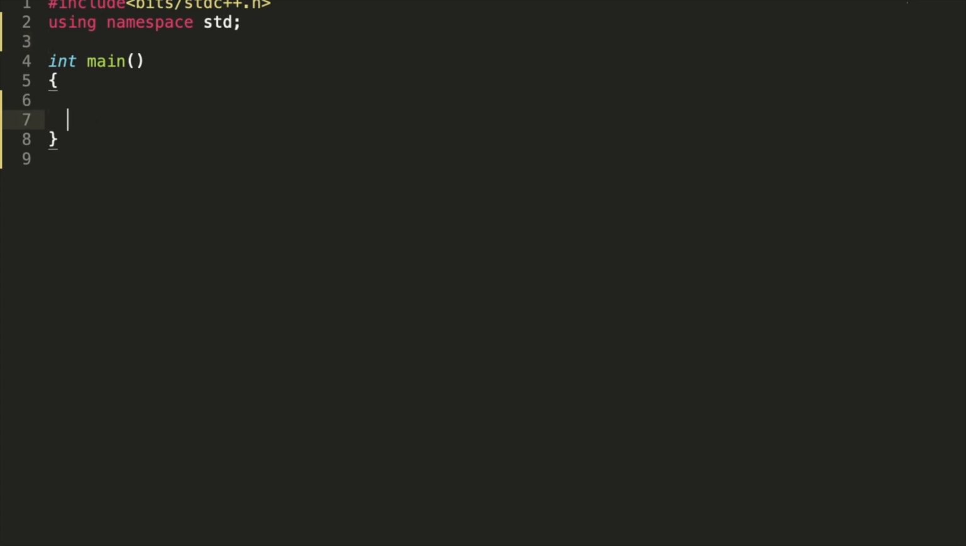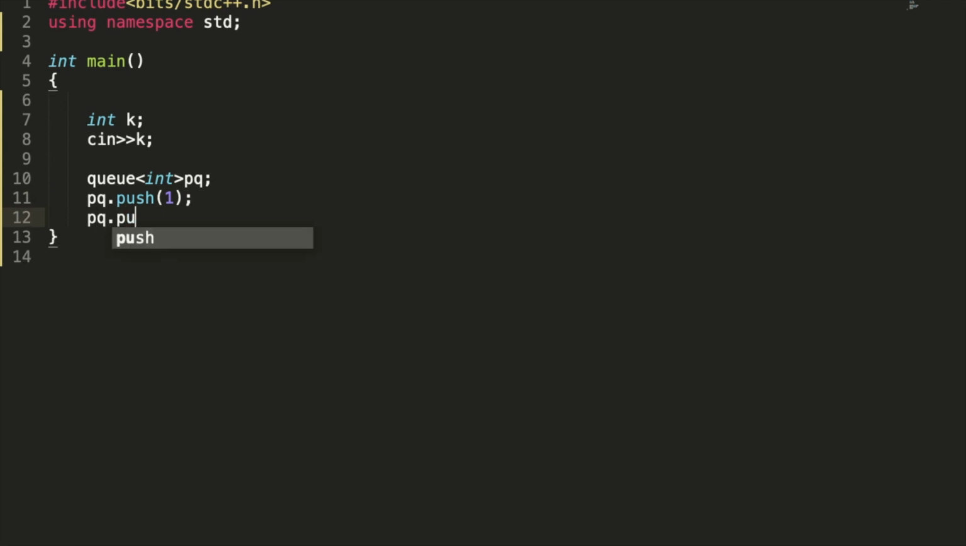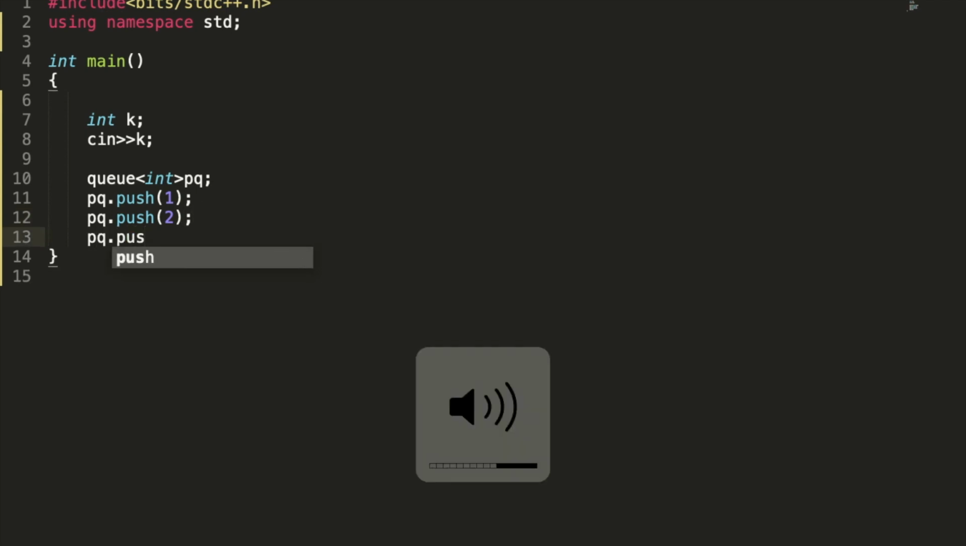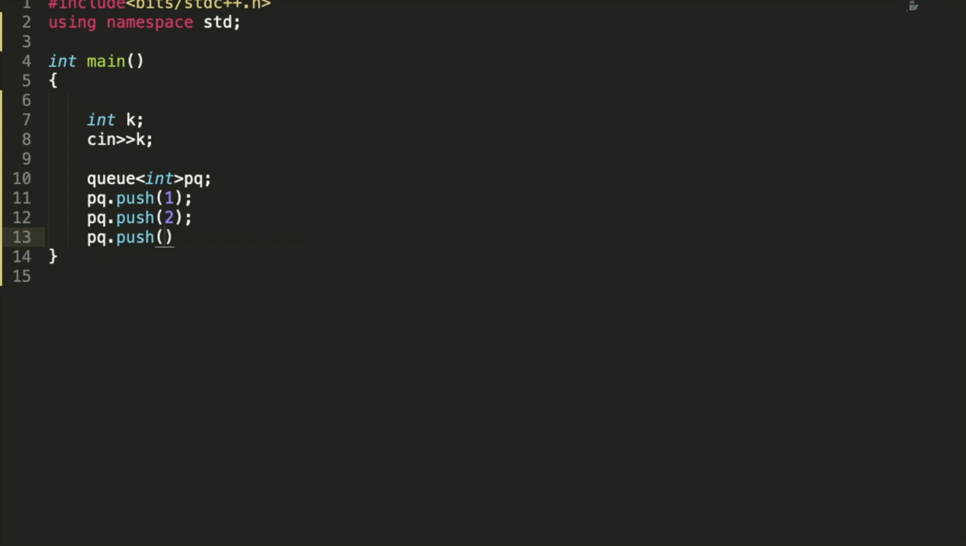Okay, so we have input. What we can do is we have input k, cin k. In the beginning we will be having three numbers in the queue, and those three numbers will be 1, 2 and 3. pq dot push 1, pq dot push 2, pq dot push 3. So what we have to do is, if k is less than or equal to 3, then we have to print that number only. Okay, so this is how we are going to do.